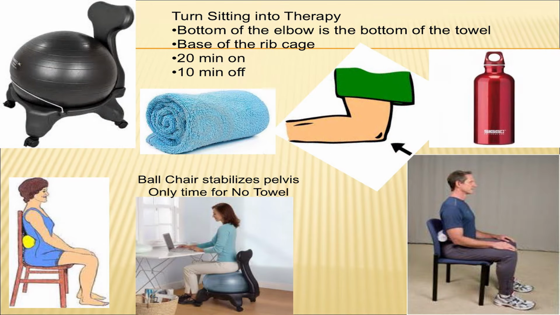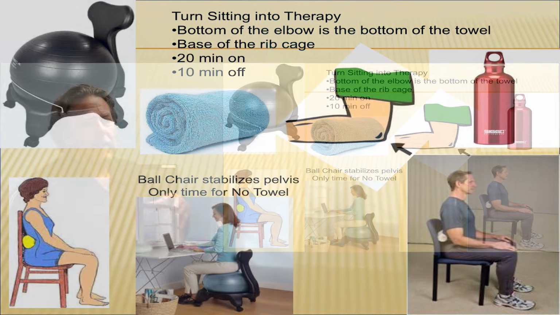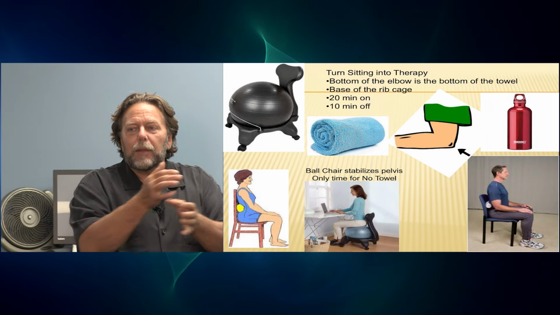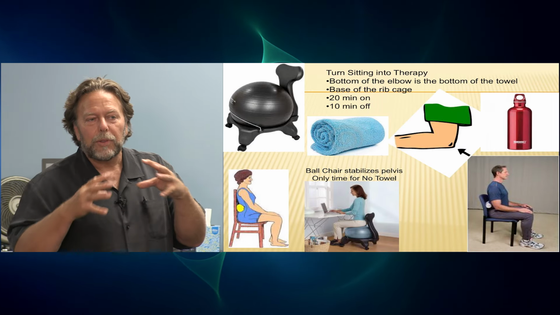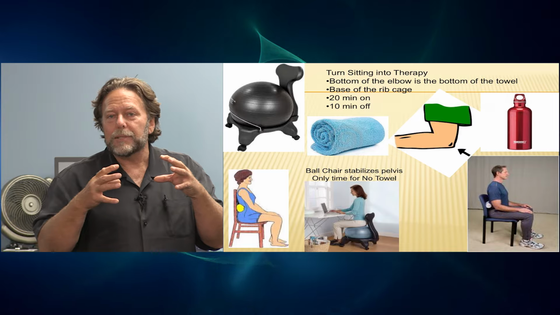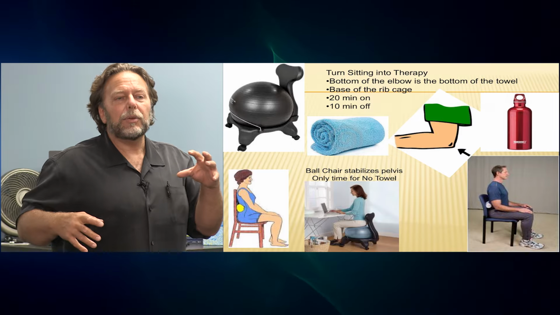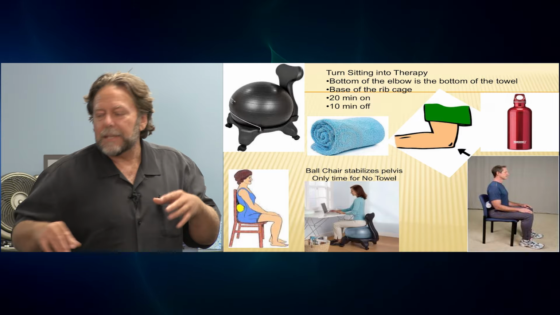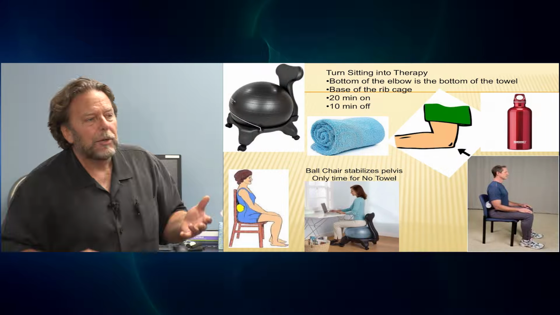So sitting, we have to understand that we're not designed to sit. When you're sitting, a ball chair is amazing. We use these white foam pieces to increase the curve of the back. And where it goes, the bottom of the elbow is where the bottom of these foam pieces go. And that's going to increase the curve or increase the lordosis, thereby restoring the nerve supply to the hip.